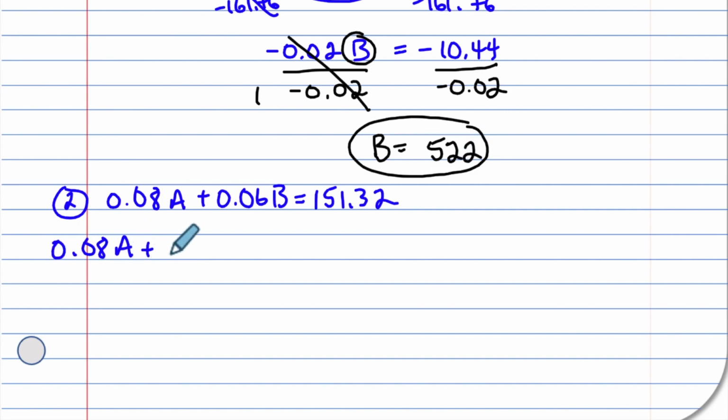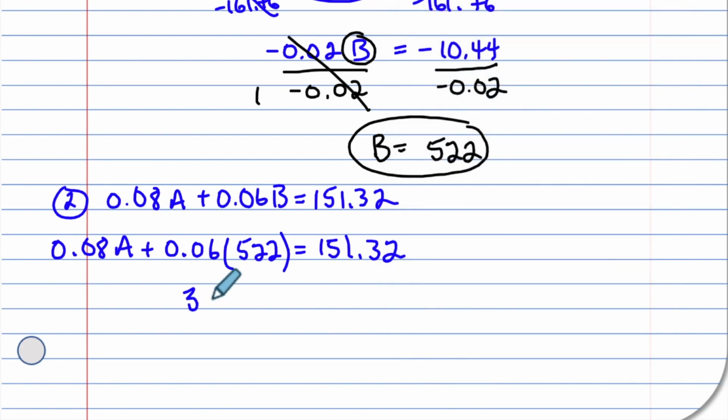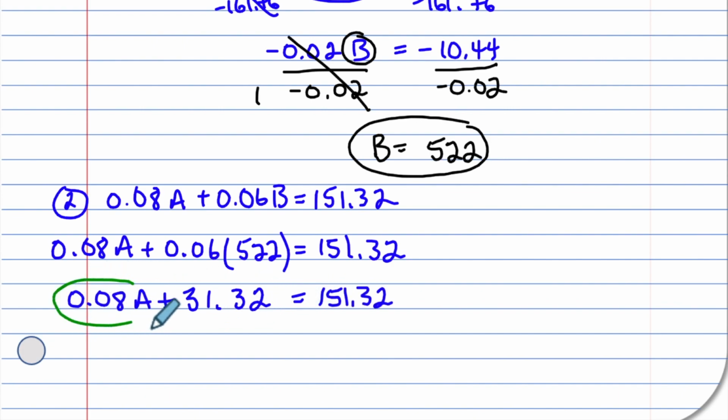0.08A plus 0.06 times 522 is equal to 151.32. 0.06 times 522, 31.32. 31.32, and we want A by itself.